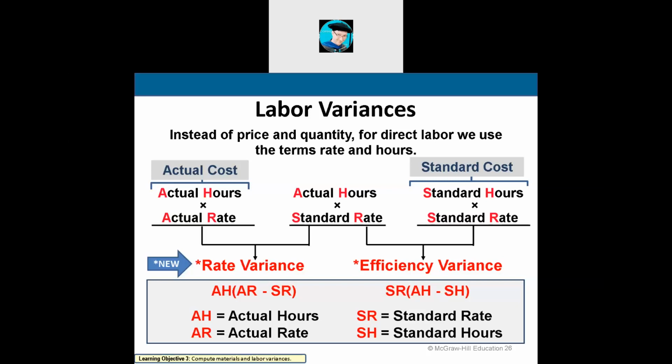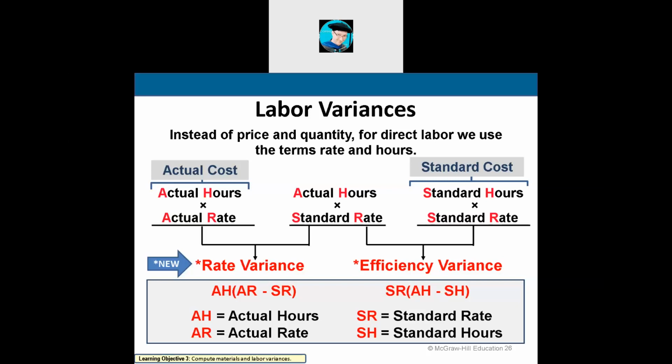So first we figure out the rate variance. Rate variance, all that means is an hourly rate difference. So to find that, we take the actual hours worked to create one unit times actual rate minus the standard rate. Remember, do that part first. First you do actual rate minus standard rate, and then you multiply that by actual hours. Order of operations, very important.